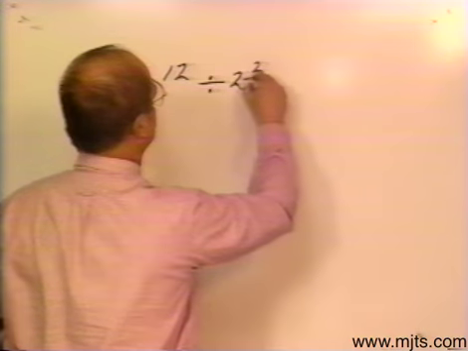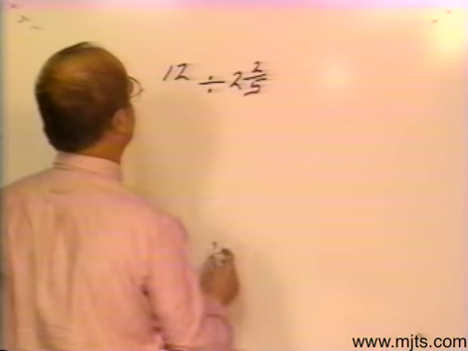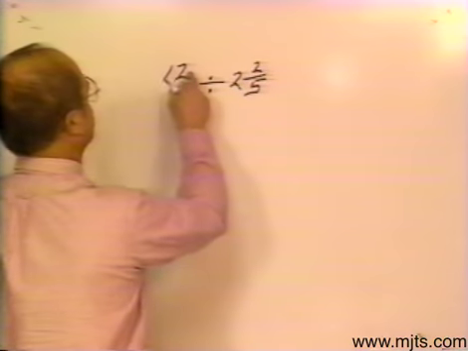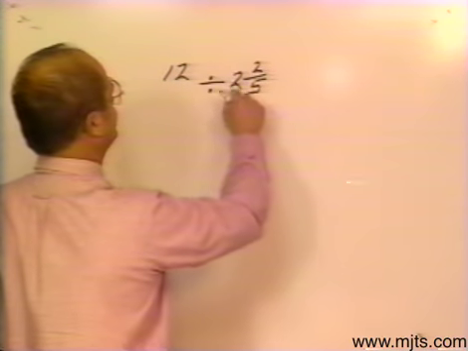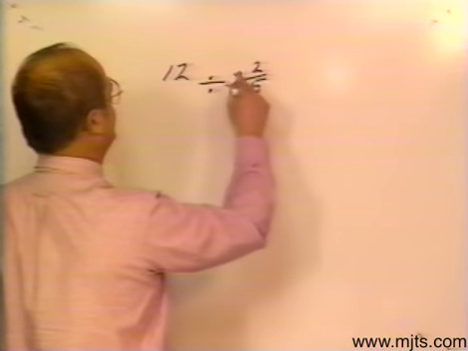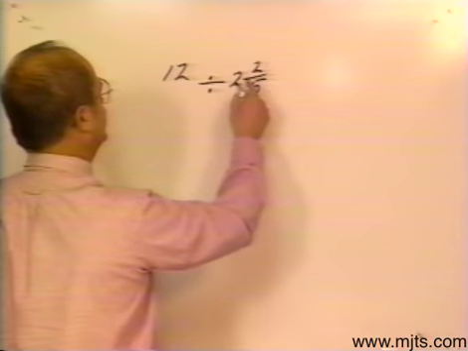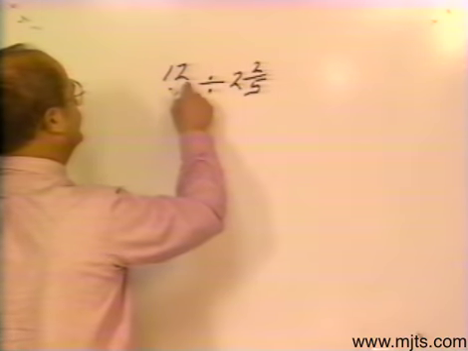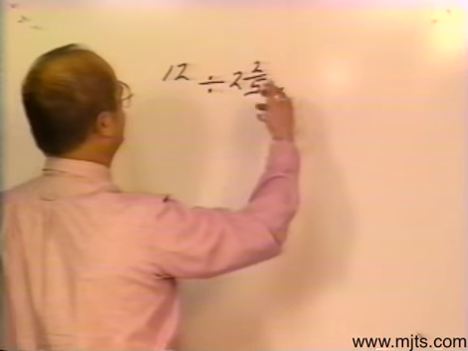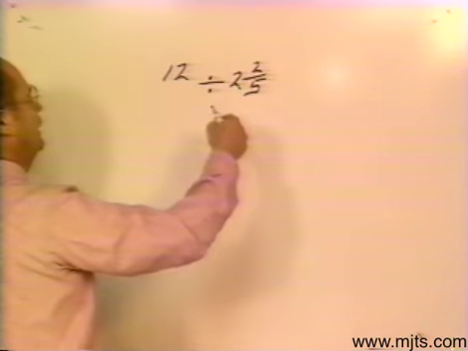In other words, there's the miles. It's traveled in 2 2/5 minutes. We want to find out how many miles it traveled in 1 minute. So we would divide this into the 12, and that would be our rate per minute.